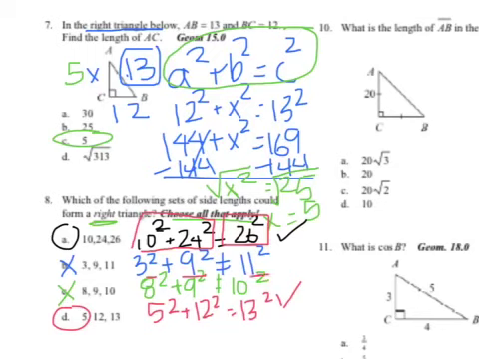So B didn't work. Also, 8 squared plus 9 squared does not equal 10 squared. But 5 squared and 12 squared, when you add them together, you do get 13 squared. So the two that work are A and D.